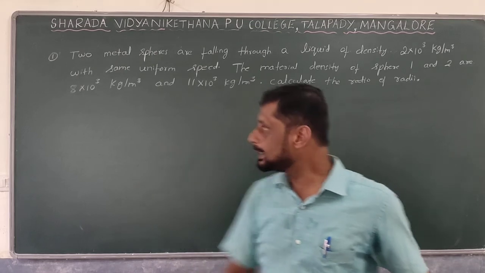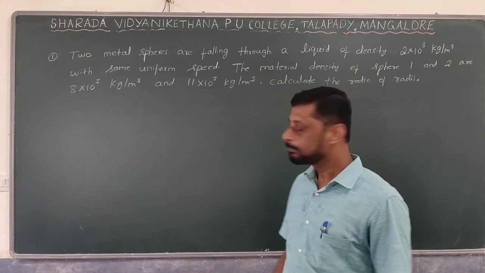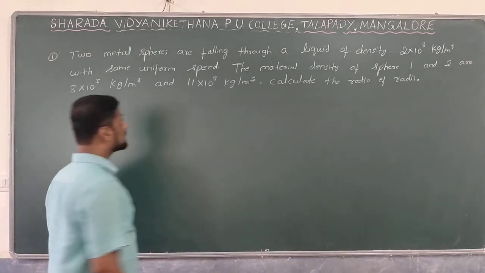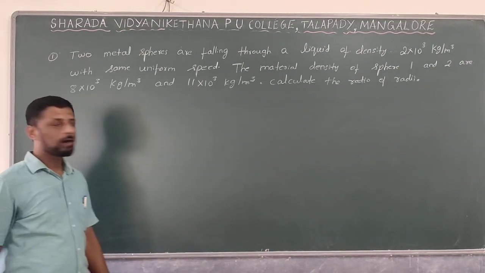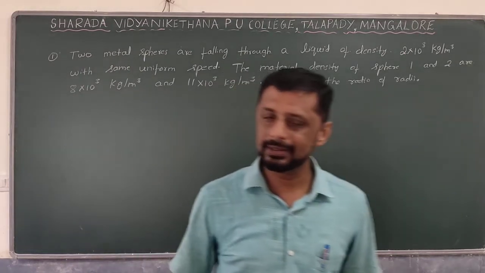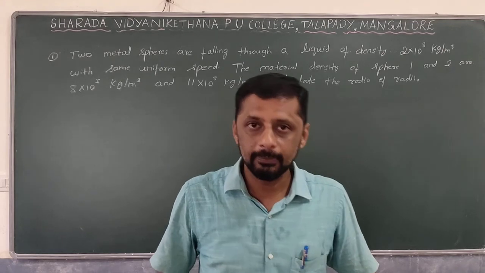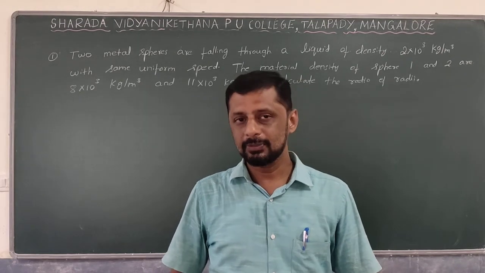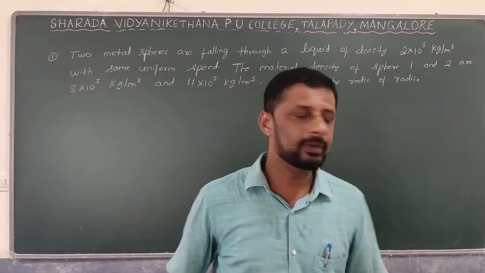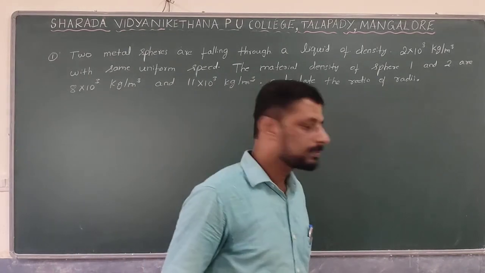Okay students, next we will discuss one problem related to the terminal velocity. There are two metal spheres falling through a liquid of density 2 into 10 power 3 kg per meter cube. In a container there is some liquid having the density 2 into 10 power 3 kg per meter cube. Two metal spheres are dropped in the same liquid medium and they are moving with the same uniform speed.